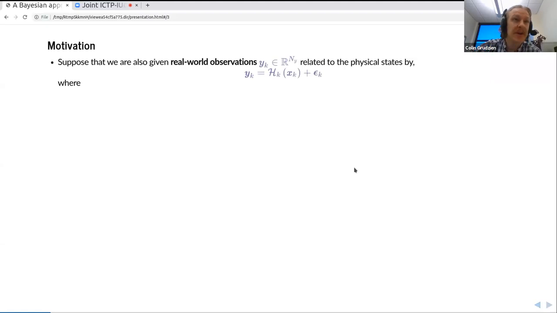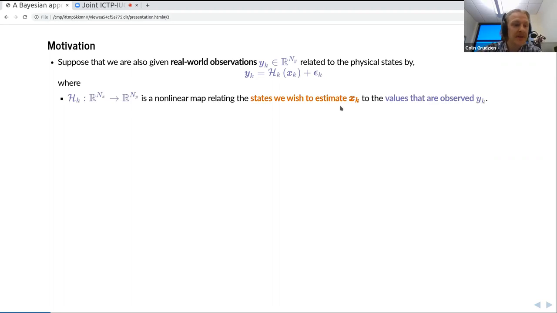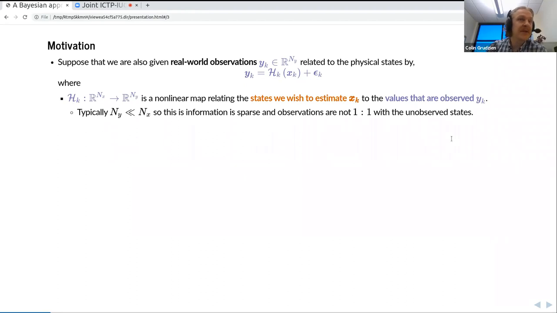Well, suppose that in addition, in this forecast cycle, we have these real world observations, these yk's, that are related to the physical states. So yk is given as a map H of xk plus some epsilon k, where this is our forward observation operator. It's a nonlinear map that relates the states that we wish to estimate to the values that are actually observed in practice. And typically, we see in many geophysical models that the observation dimension, this ny, tends to be much smaller than the state dimension of the model, nx. So this information is generally considered to be sparse, and observations are not one-to-one with the unobserved states.